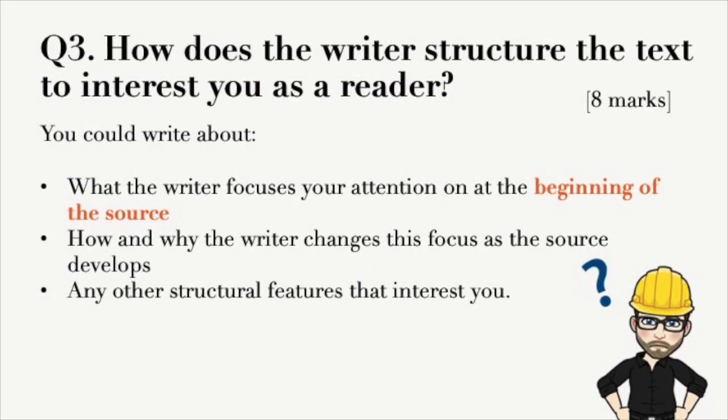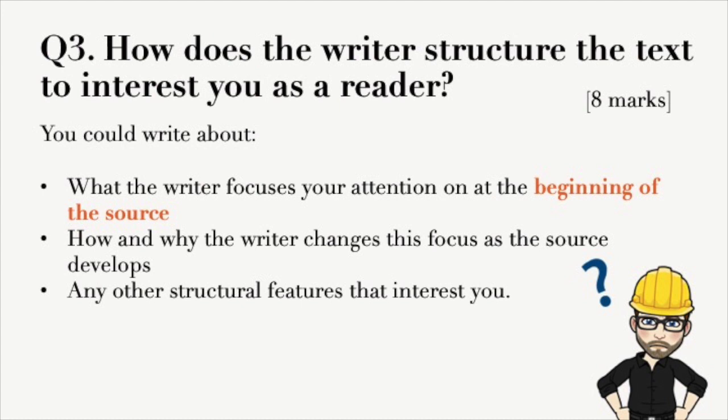So the question never changes for English Language Paper 1 question 3. It is always, how does the writer structure the text to interest you as a reader? 8 marks, and you always get the following 3 bullet points. What the writer focuses your attention on at the beginning of the text, how and why the writer changes this focus as the source develops, and any other structural features that interest you.